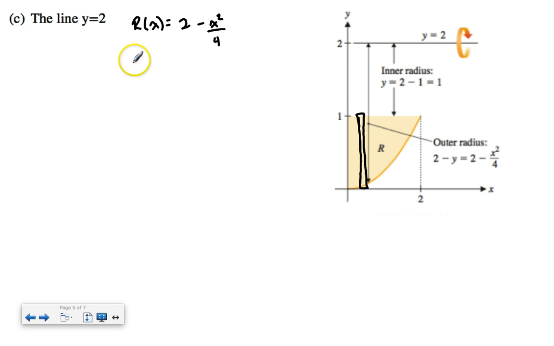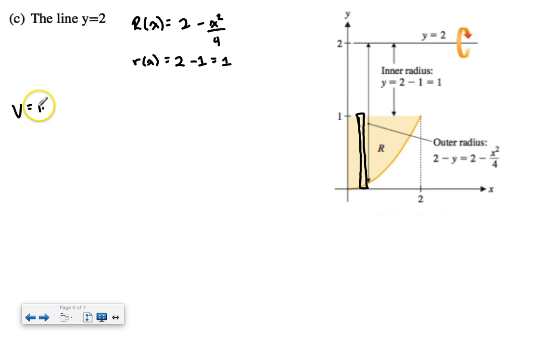And then if I want to do my inner radius, which is little r of x, it starts from the top line, which is y equals 2, and it's going to go all the way down here and just touch the top of the bounded region at the line y equals 1. So it's actually just going to be 2 minus 1, which is going to be really nice for us because it's going to be 1.